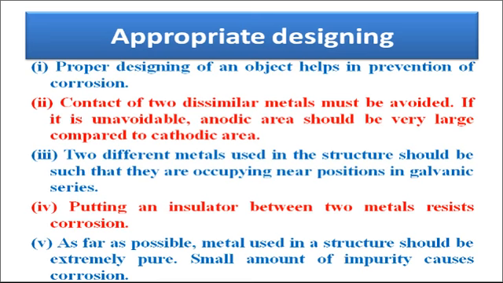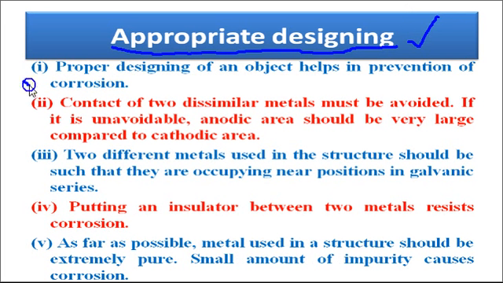So let us begin with the various types of corrosion control methods. First is appropriate designing. In the last class, we discussed various types of corrosion. So we know the different conditions in which metal undergoes corrosion faster. As we know the different conditions in which corrosion rate may increase, we can minimize the rate of corrosion accordingly. So first we are discussing here appropriate designing.